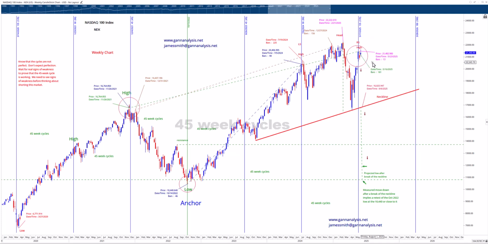So time and price for GAN, you could not trade just on time. You don't just trade on the GAN cycles. You also have the price divisions, which would be the retracements, square of 9 levels, and GAN lines that would tell you when you've gone far enough to confirm that this 45-week cycle is actually calling a turn down.